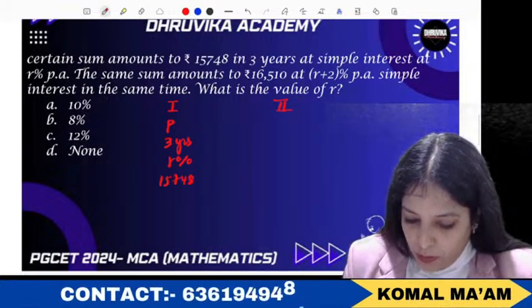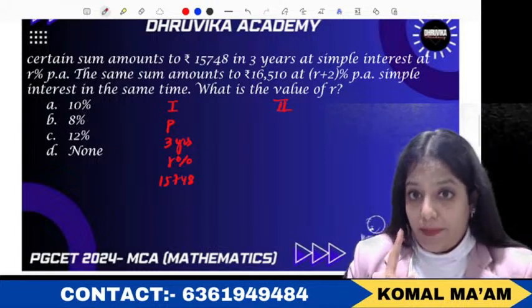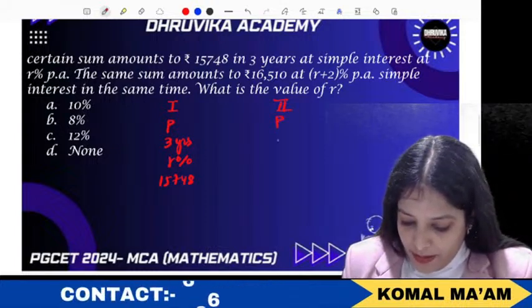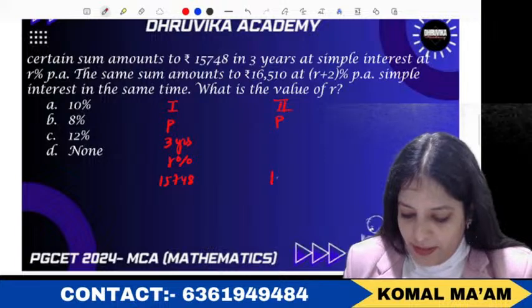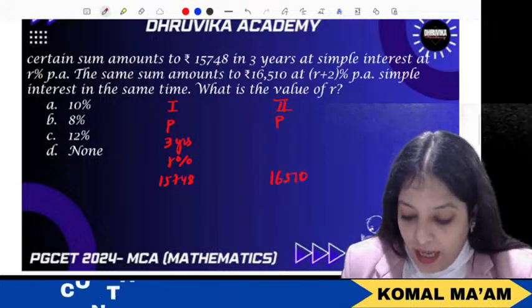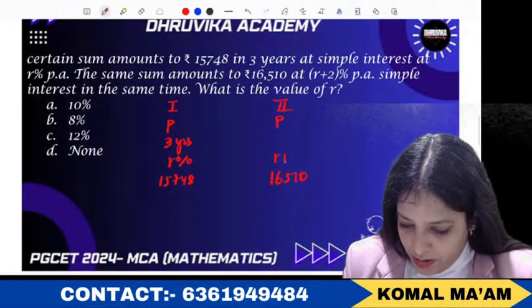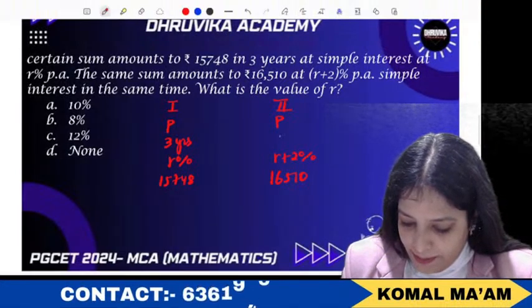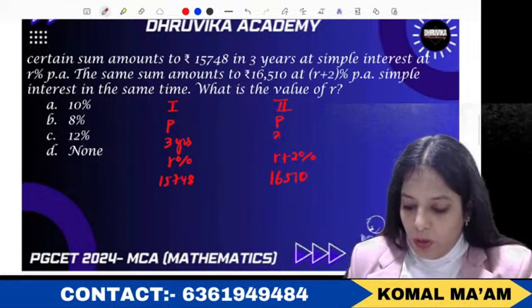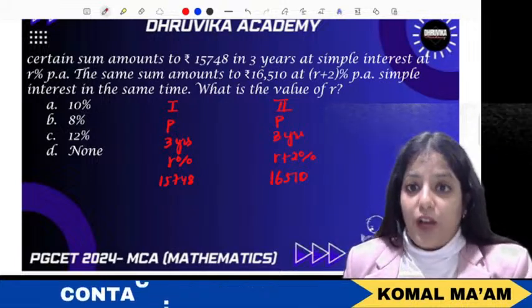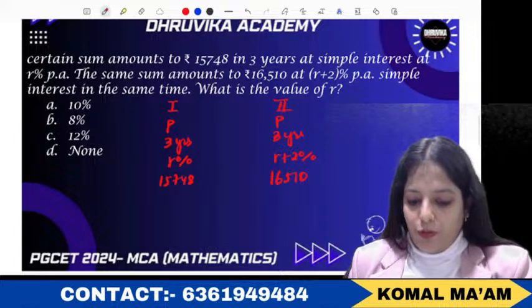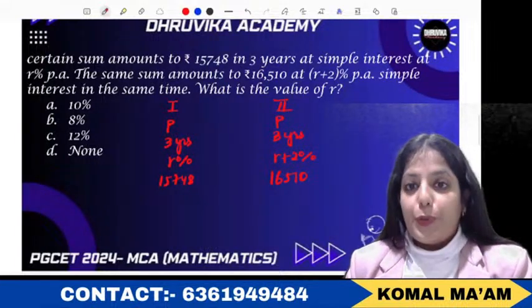Okay, now the same sum amounts to rupees 16,510 at R plus 2 percent per annum in the same time, that is, the time is the same. Okay, what is the value of R? They are asking you to find the value of R. So how are you going to do it? Understand.